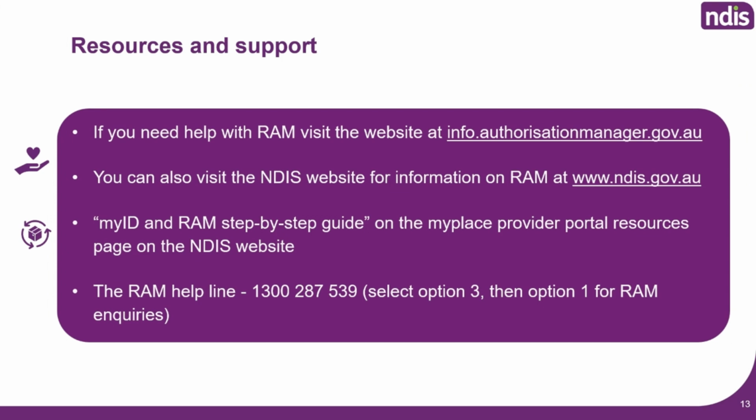There are a number of resources and supports for providers, including the RAM website. As mentioned previously, it's info.authorizationmanager.gov.au. You can also visit the NDIS website for information on RAM at www.ndis.gov.au. There is a myID and RAM step-by-step guide on the My Place Provider Portal resources page on the NDIS website.